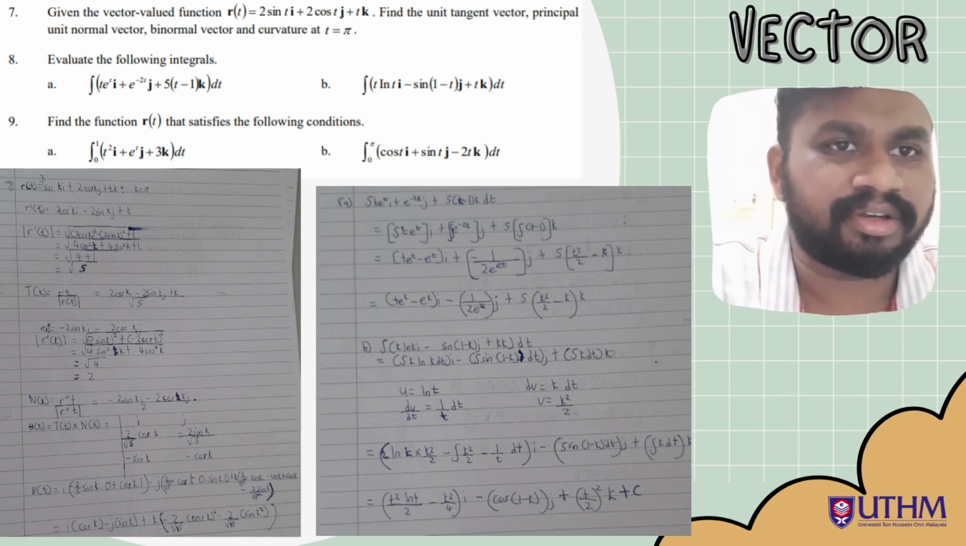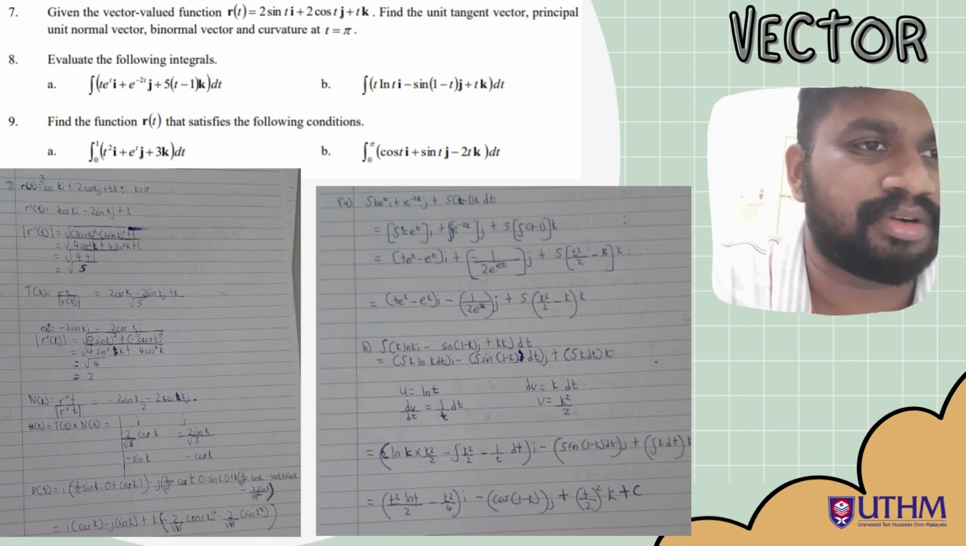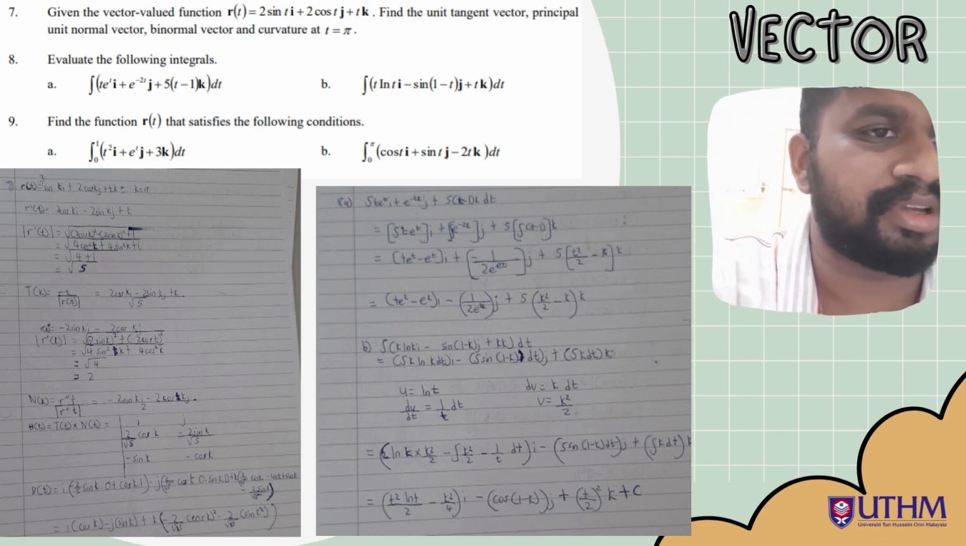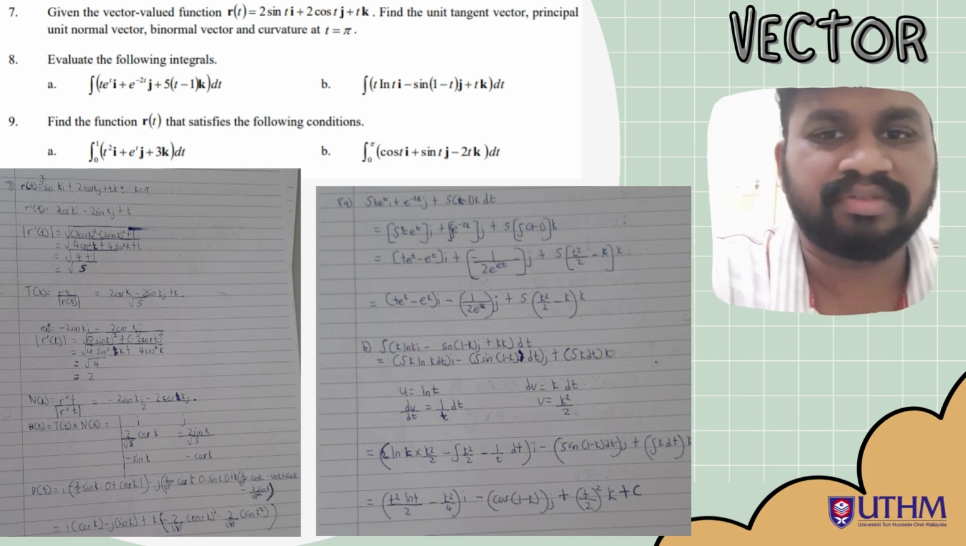Question number 7 as stated, given the vector valued function rt equals 2 sin t i plus cos 2 cos t j plus tk, find the unit tangent vector, principal unit normal vector, binormal vector and curvature at t. So let's find the solution.